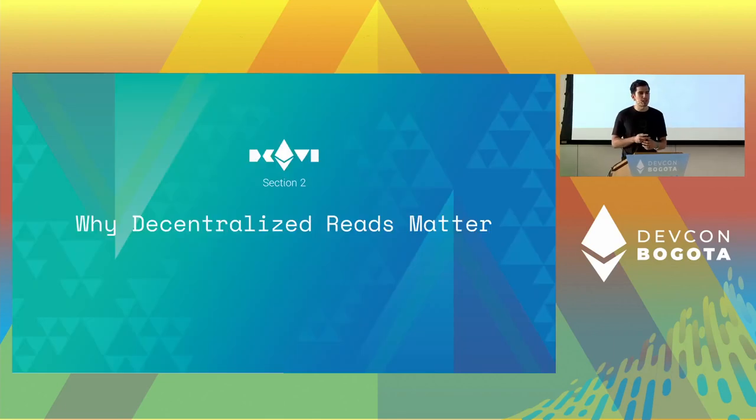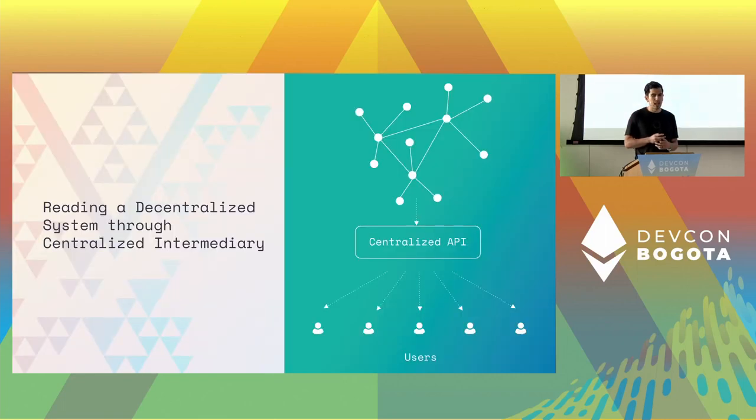So why do decentralized reads matter to the Ethereum vision or to the Web3 vision? I think we can start by reasoning about it from first principles, and what it looks like to access a decentralized system through a centralized intermediary. By a quick show of hands, does anyone see something wrong with the diagram on the right side of the screen?